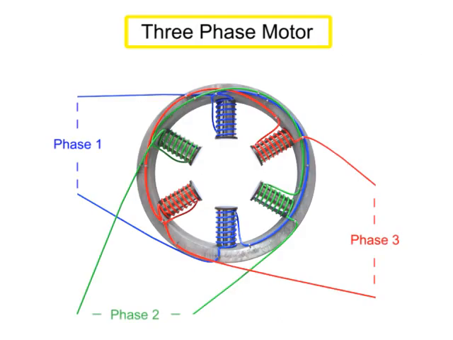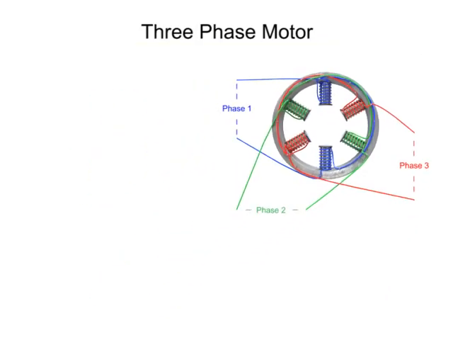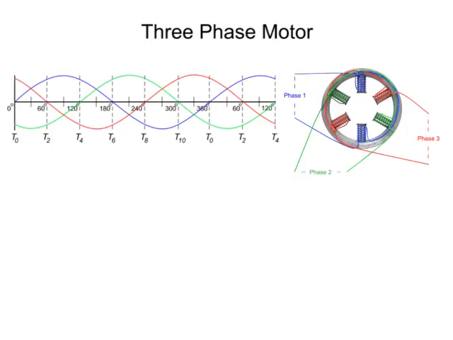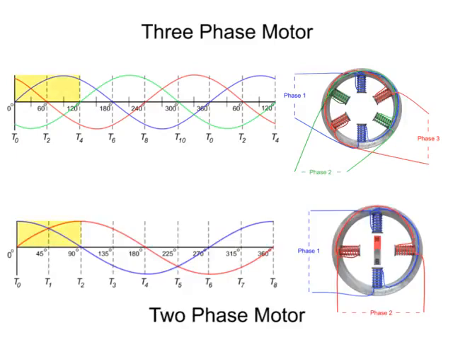In a three-phase motor more commonly used in modern applications, the alternating current inputs are displaced in time by 120 degrees rather than the 90 degrees of displacement found in the operation of a two-phase motor.